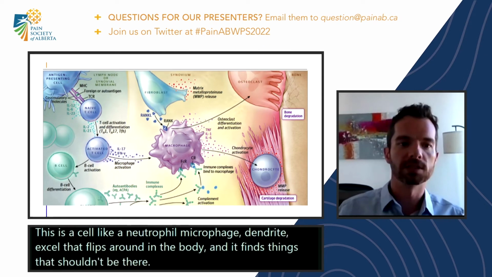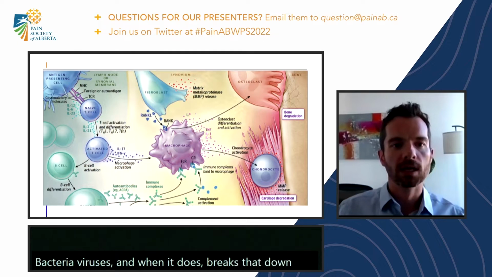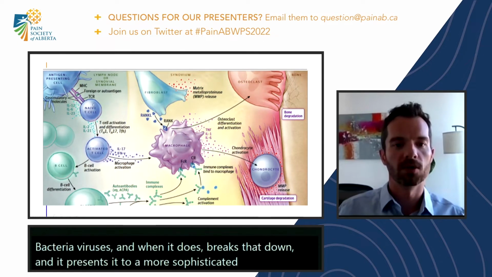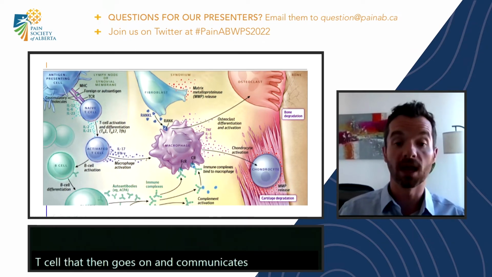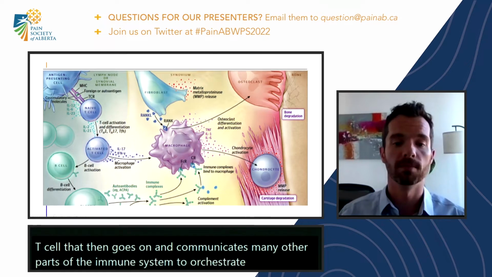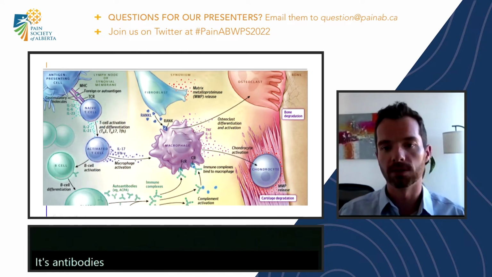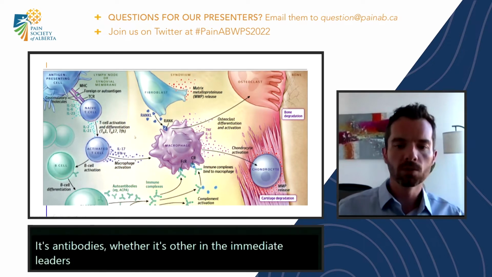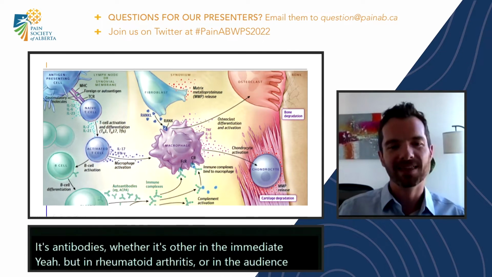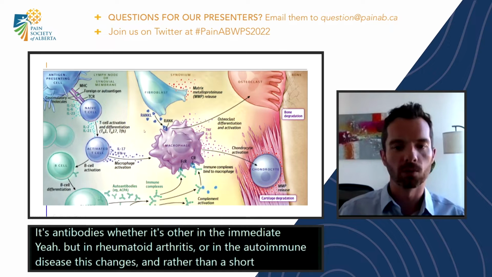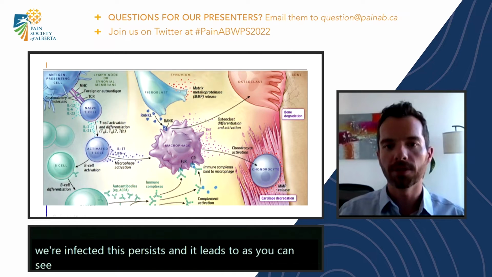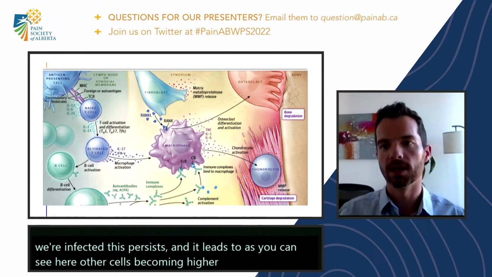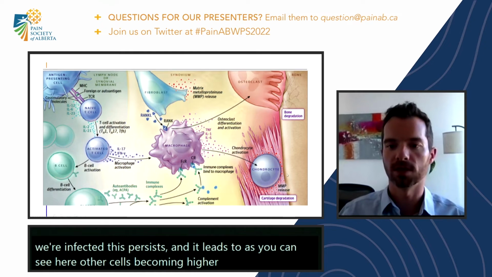So bacteria, viruses, and when it does, it breaks that down and presents it to a more sophisticated part of the immune system, a T cell, that then goes on and communicates with many other parts of the immune system to orchestrate an attack on that virus or bacteria, whether it's antibodies or other immune mediators. But in rheumatoid arthritis or in autoimmune disease, this changes. Rather than a short-lived attack while we're infected, this persists, and it leads to other cells becoming activated that affect the synovium, affect the bone, and affect the cartilage to cause damage.